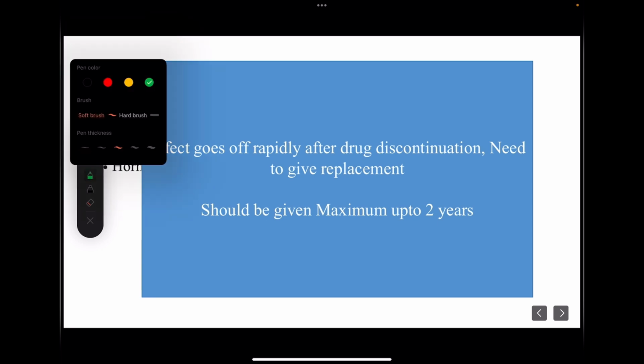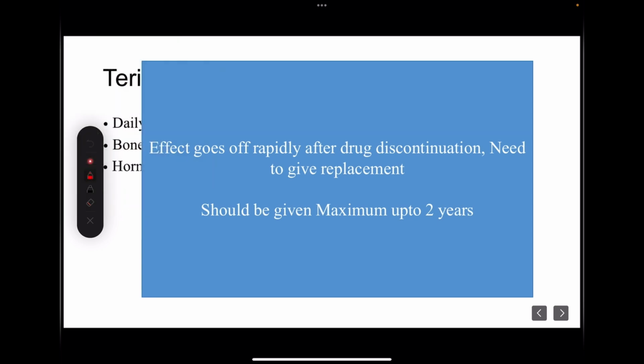And one more thing that we should know about the drug is that once the drug is discontinued, its effect goes off rapidly. So we need to give replacement. What does it mean? How does it go rapidly? If I draw a graph like this, where this is the duration for which the drug is given, and this is the rise in the BMD.